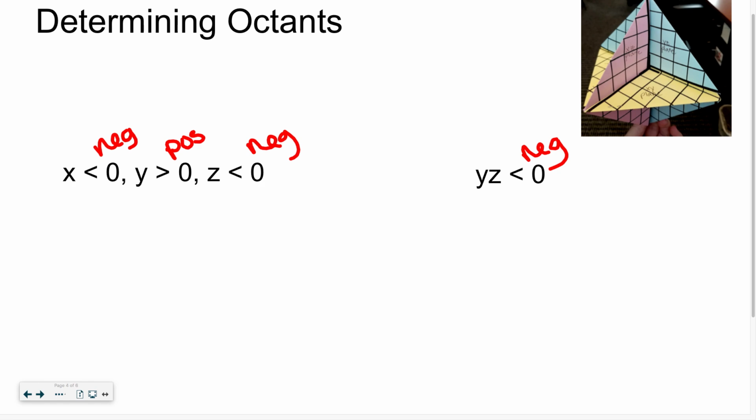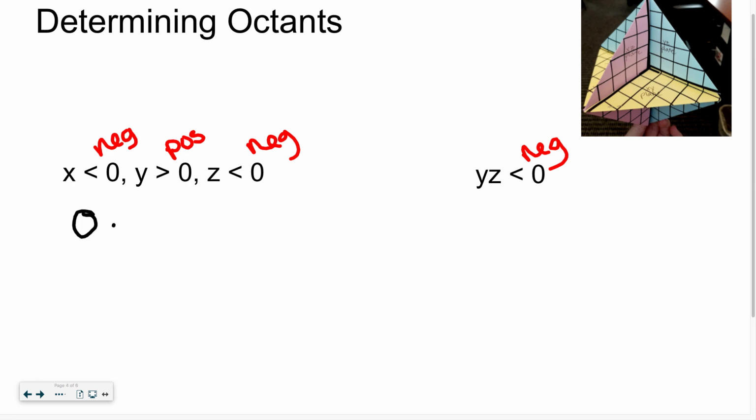If y is positive, then that means for the y you're going to go right. So now we can't be in these two over here on the left. We're narrowed down to 2 or 6. And then if z is negative, of course we're in the basement, so we're in octant 6. Okay, so octant 6 is the one that works.